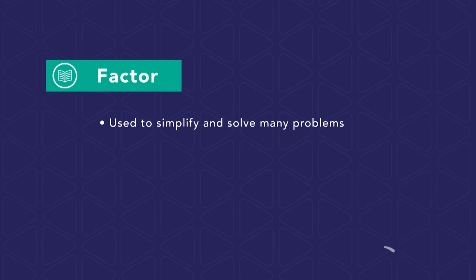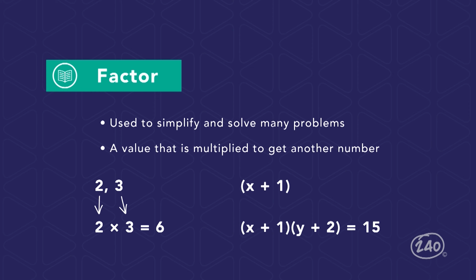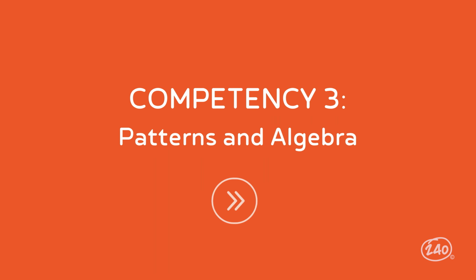How about we brush up on factors? Factors can be used to simplify and solve many problems. Factors are numbers or expressions that we can multiply together to get another number or expression. Factors can be numbers. For example, 2 and 3 are factors of 6 because 2 times 3 equals 6. Factors can also be terms or expressions. For example, x plus 1 is a factor within the equation (x plus 1)(y plus 2) equals 15. And just like that, we're through with competency 2.